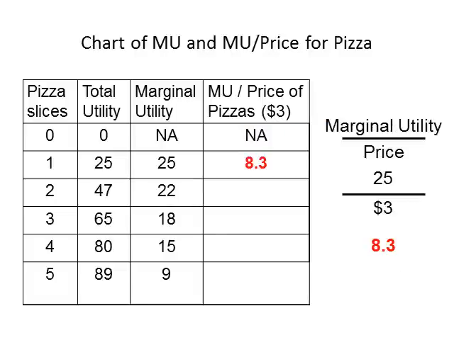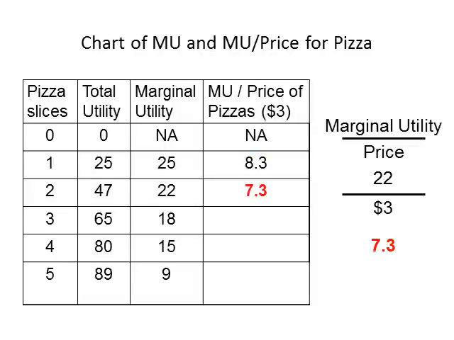The second row has a marginal utility, so it can be calculated. The formula is the marginal utility divided by the price. The marginal utility in the second row is 25 and the price is $3, so dividing 25 by 3 is 8.3. 8.3 is placed in the second row of the table.